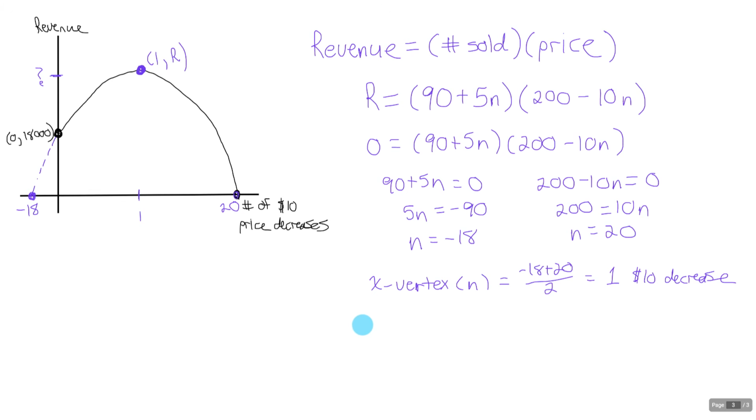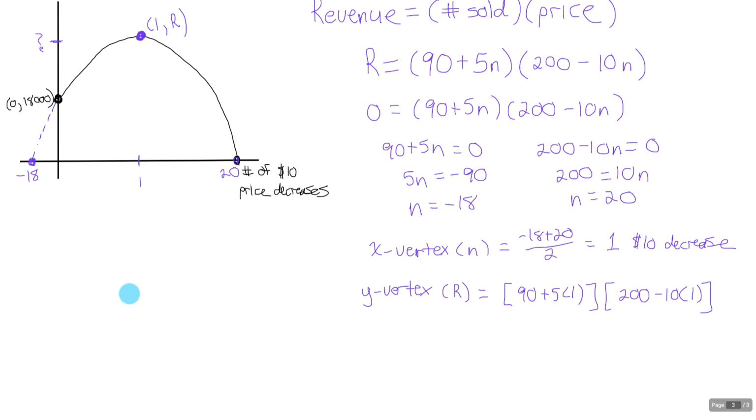And what is that max revenue? Let's find the y-coordinate of the vertex, which we would get by taking the value of 1 for n and subbing it into our revenue equation. If I sub it into the revenue equation for n, 90 plus 5 times 1, multiplied by 200 minus 10 times 1. And before I evaluate this, remember what these factors stand for in this question. The first factor is number sold, and the second factor is price.